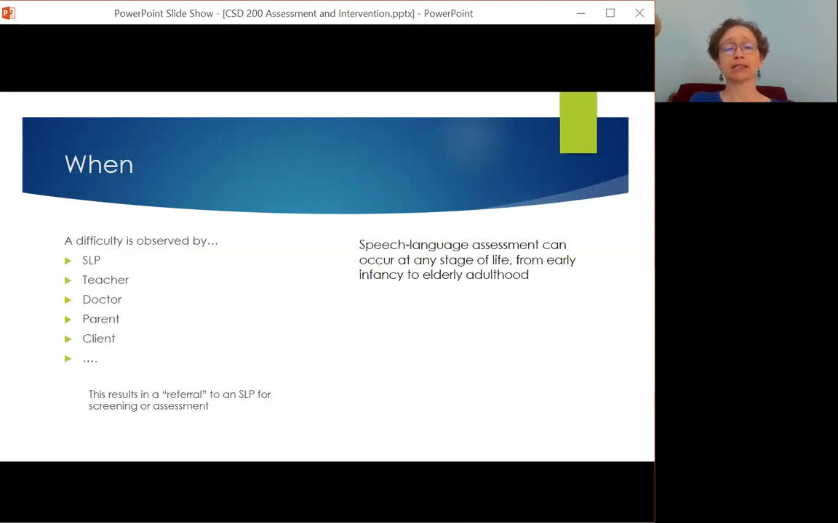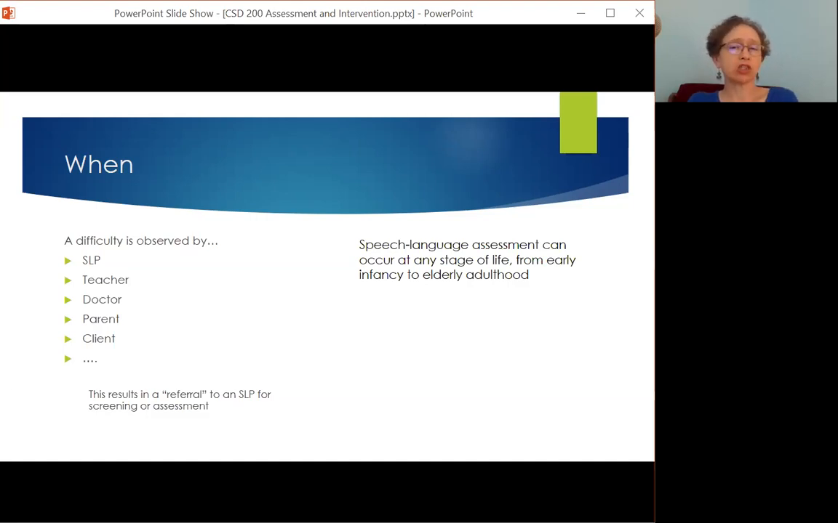So when an assessment happens is really a big question. Realistically, a difficulty is observed by somebody such as an SLP, teacher, doctor, parent, the client themselves. And once that difficulty is observed, then the person is referred to an SLP for a screening or for an assessment. A screening is a specific kind of assessment, the purpose of which is to say, does everything look like it's okay here, or do we need further assessment?